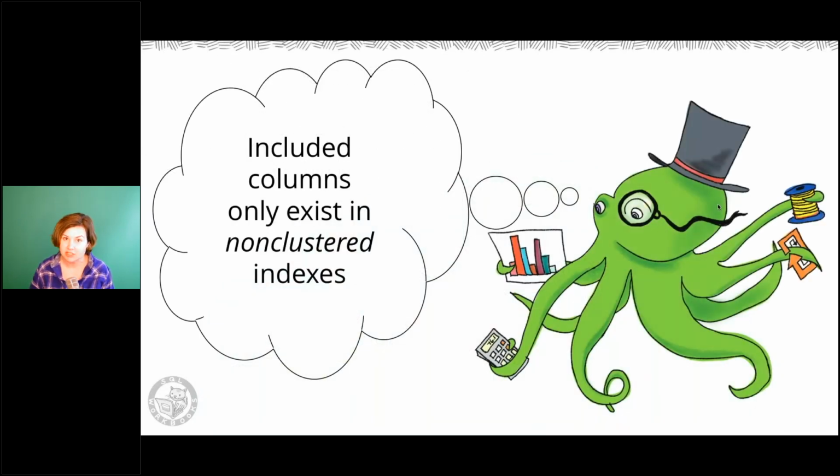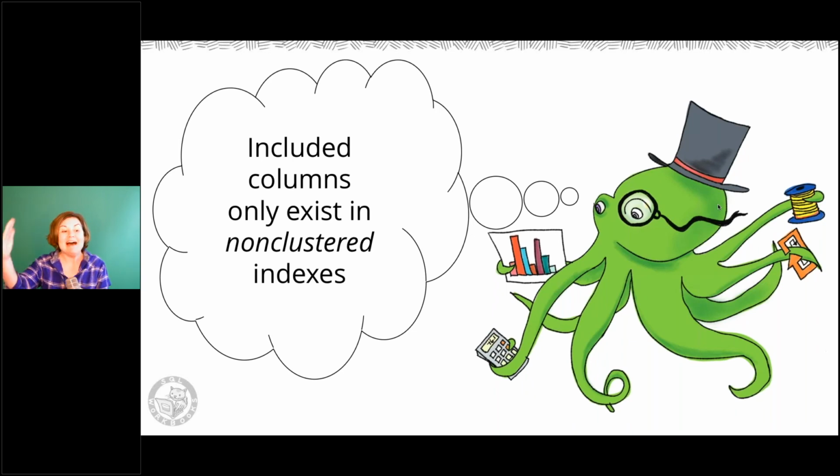Now, an important thing to know is that included columns only apply to non-clustered indexes, because if a table has a clustered index, it is the table itself. When you create a clustered index on a table, you specify one or more key columns by which to order the data in the table. And then in a row store table, every other column is going to be included whether we ask for it or not, right? Because it is the table.